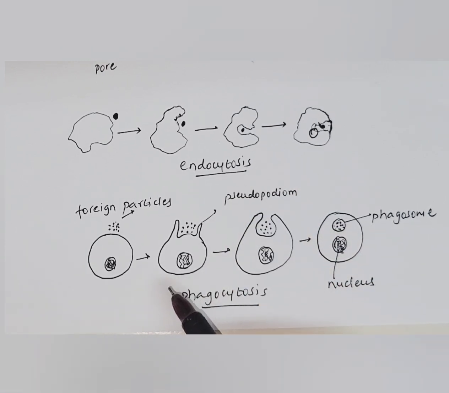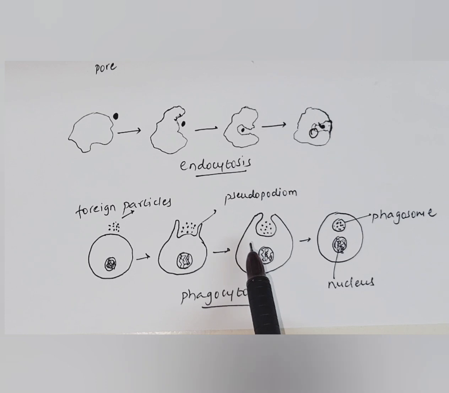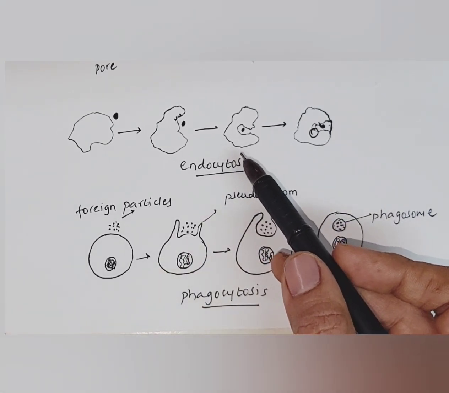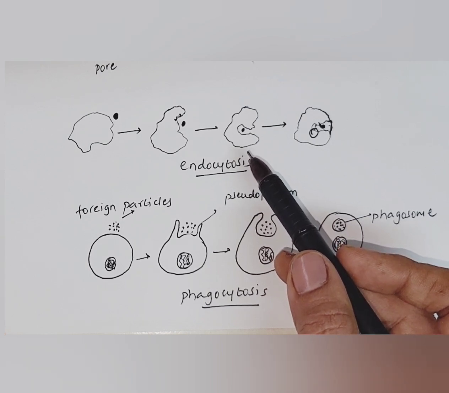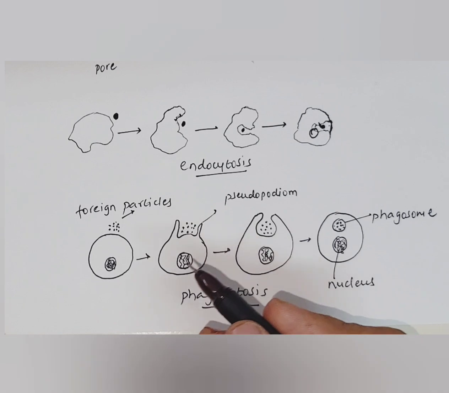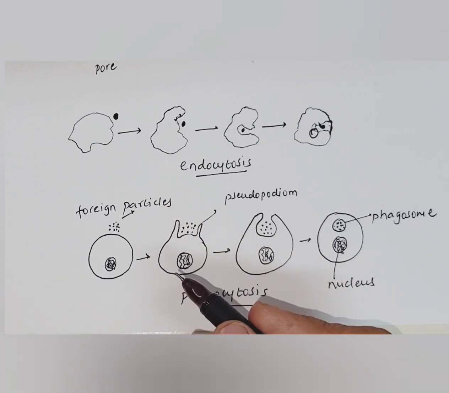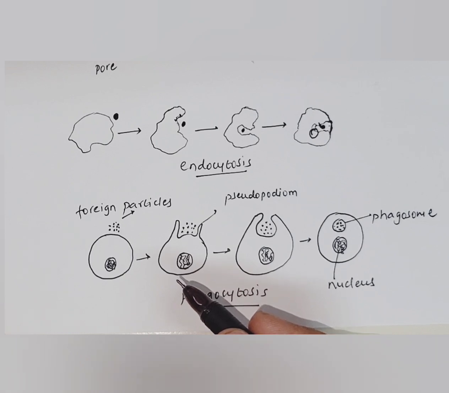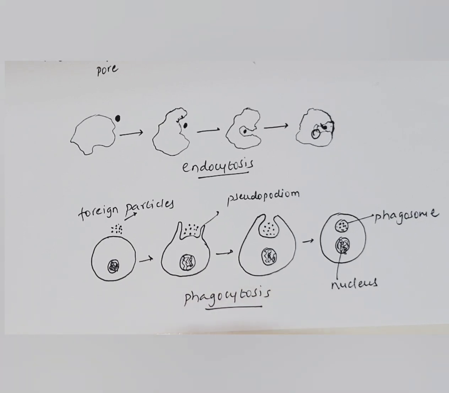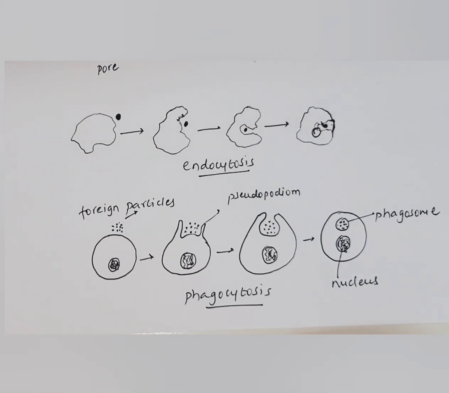The second one is phagocytosis, which is also known as cell eating. Here the molecule is larger than the molecule for pinocytosis, like bacteria, dead tissue or foreign particle. When they are in contact with the cell and we require to make them enter inside the cell, this is by the mechanism of phagocytosis. Not all cells have a phagocytic mechanism. Only a few cells like neutrophils and macrophages have phagocytic property.